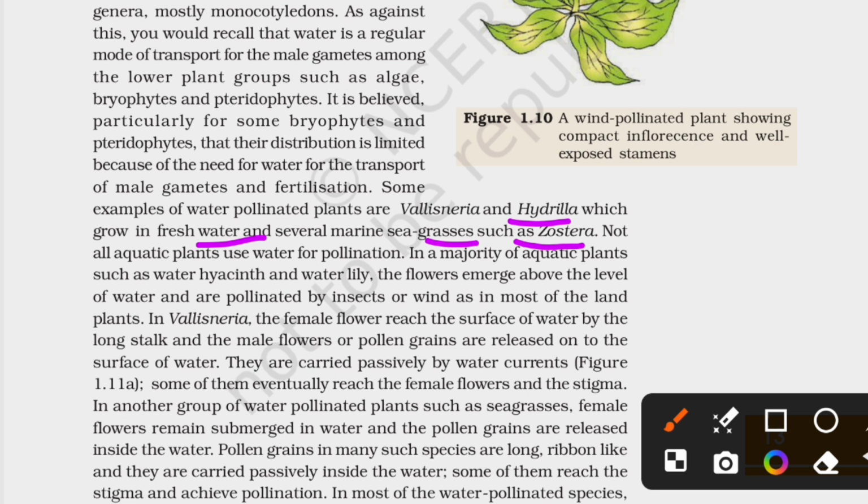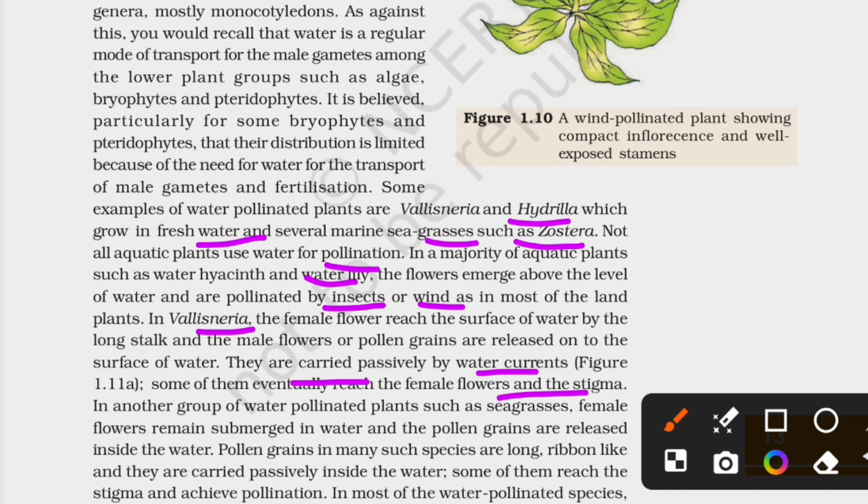Not all aquatic plants use water for pollination. In the majority of aquatic plants such as water hyacinth and water lily, the flower emerges above the level of water and is pollinated by insects or wind, as in most land plants. In Vallisneria, the female flower reaches the surface of water by a long stalk, and male flowers or pollen grains are released onto the surface of water. They are carried passively by the water currents. Some of them eventually reach the female flower and the stigma.